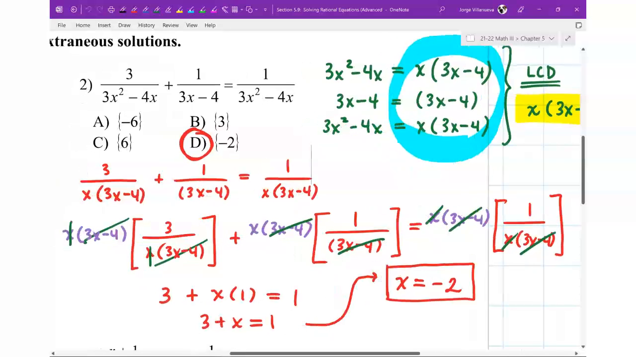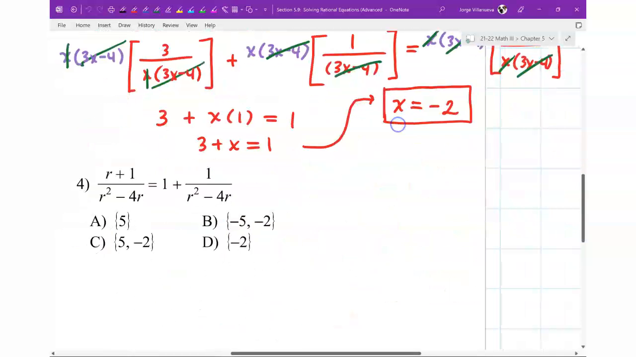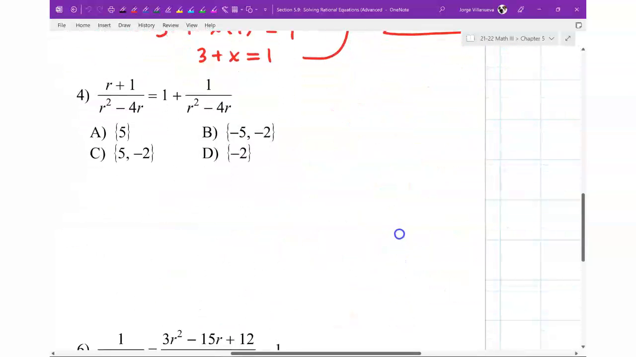Any questions on this one? I know it's kind of a lot of work, but is there something you guys didn't understand that I can kind of go over really quick? So maybe after the next one, we'll see. Question 4. Let's do question number 4.